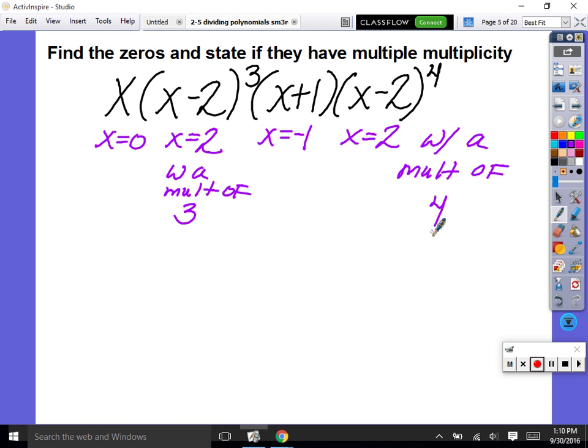So if I said to you, what's the end behavior? Wouldn't you multiply out our x's? I mean, we wouldn't want to multiply this out. That would take us all day long, right, everybody? But we only need the leading term for end behavior.